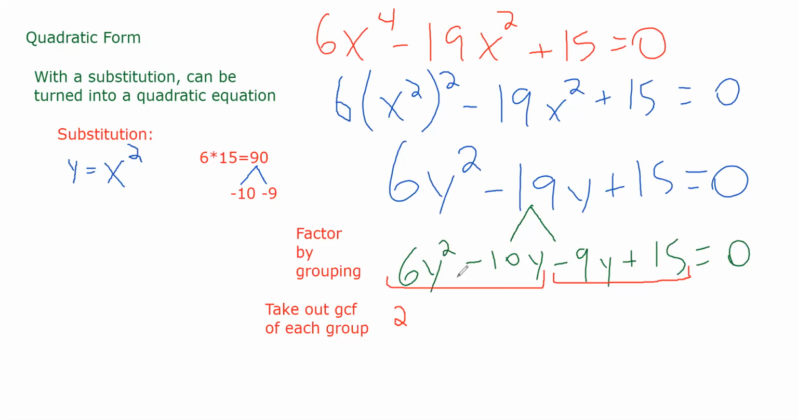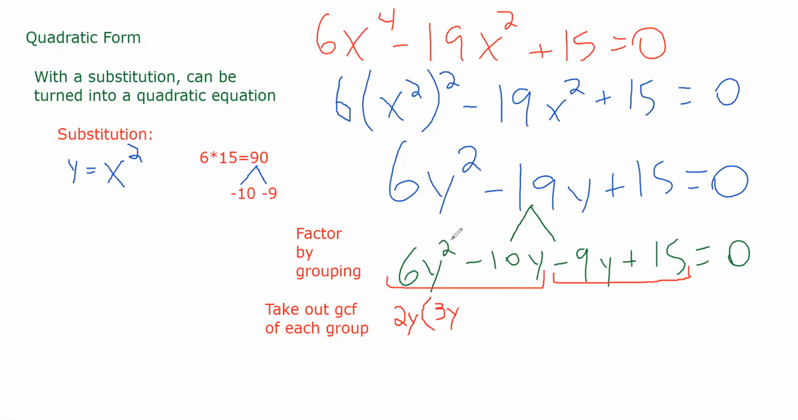But then I also have to include the variable. We have y squared, which is essentially y times y, and a single y. So the greatest common factor is going to end up being 2 times y. And when I take it out of the first group, we need to divide it out of this. 6 divided by 2 is 3. Y squared divided by y is just a single y. Another way to think about it is, if these two were to multiply together, do I get back to the 6y squared?